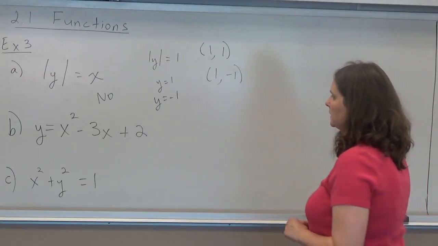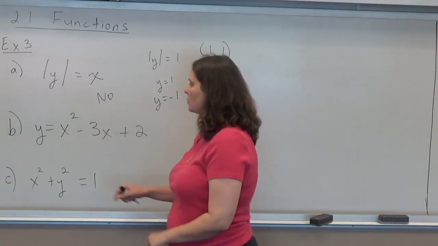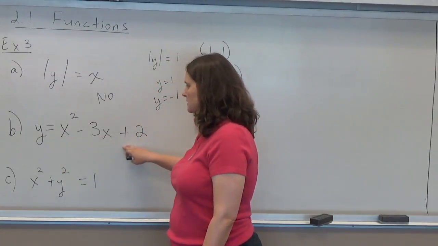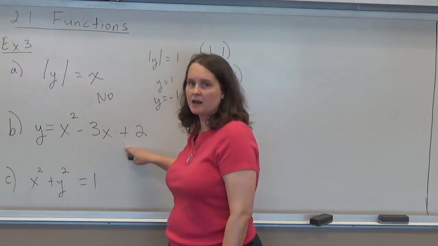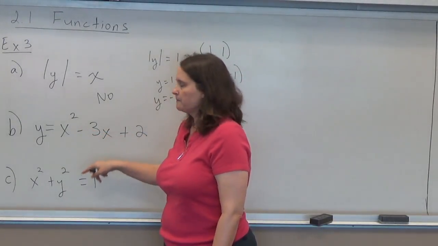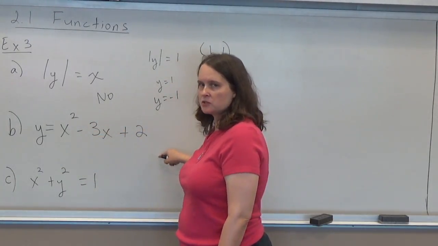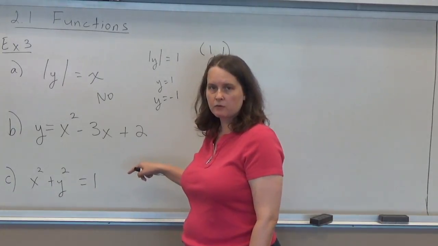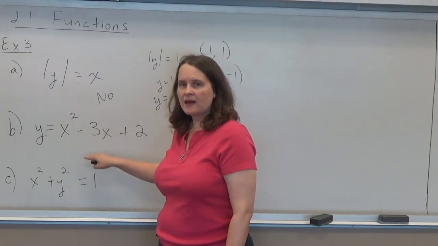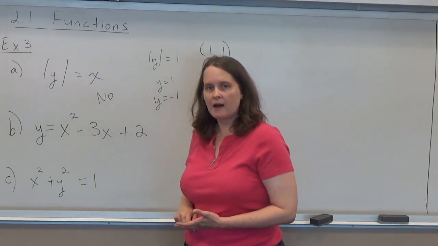Look at part B. In part B, you'll notice that the y is sitting over here all by itself, and this basically over here is defining our y value. So in this one, you're putting numbers in for x, you're doing some operations to it, and then you're getting an answer back for y. Is there any way that you can put a value in here for x that would give you more than one y value?